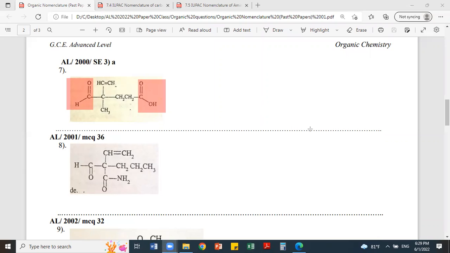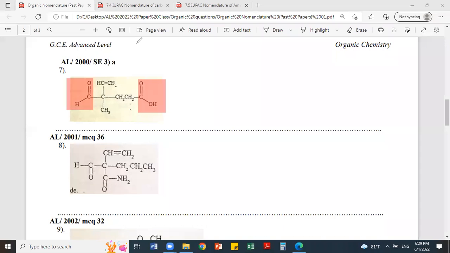Now, what is the other name for the aldehyde group? That is formyl. When the aldehyde group becomes the functional group, it ends in -al. But when it becomes the substituent group, it becomes formyl. Yeah, the aldehyde becomes a substituent because carboxylic acid has higher priority, right?